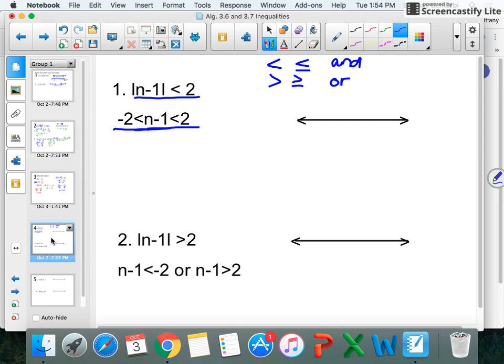And then from there, it's what we were doing yesterday with the compound inequalities. So we have to solve. We're going to do plus 1, and you have to do it on each side, all three sides. So negative 2 plus 1 is negative 1. Then n is in the middle by itself, and 2 plus 1 is 3. And then from there, we have to graph that.